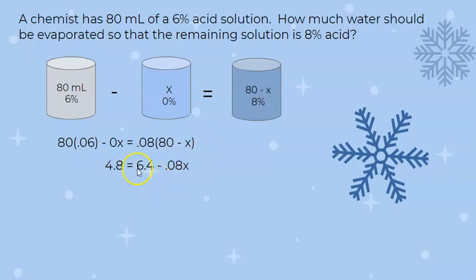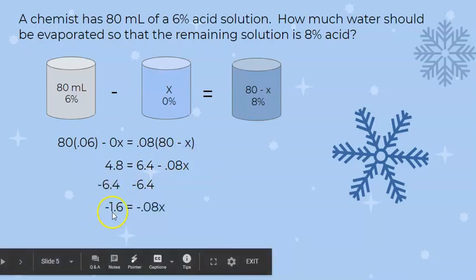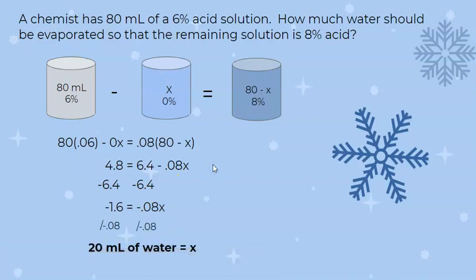I want to get my number parts together. So I'm going to subtract the 6.4 from both sides. And I get negative 1.6 is negative 0.08x. I'm just bringing that one down. Divide by negative 0.08. And I get 20 milliliters of water. So negative 1.6 divided by negative 0.08 will be 20 milliliters. And that's just telling me how much water I should have, because that's what x stood for.